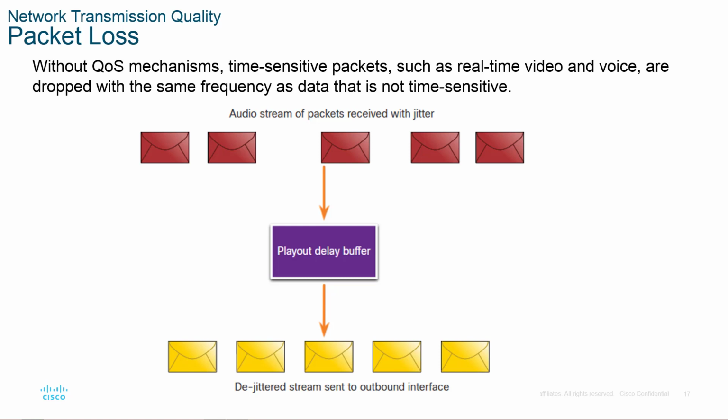For packet loss, without the QoS mechanisms, we could lose some data. So when a router receives a real-time protocol digital audio stream for VoIP, or voice over IP, it compensates for the jitter that's encountered by using a playout delay buffer. The playout delay buffer will buffer these packets and then play them out in a steady stream so that there isn't any jitter.